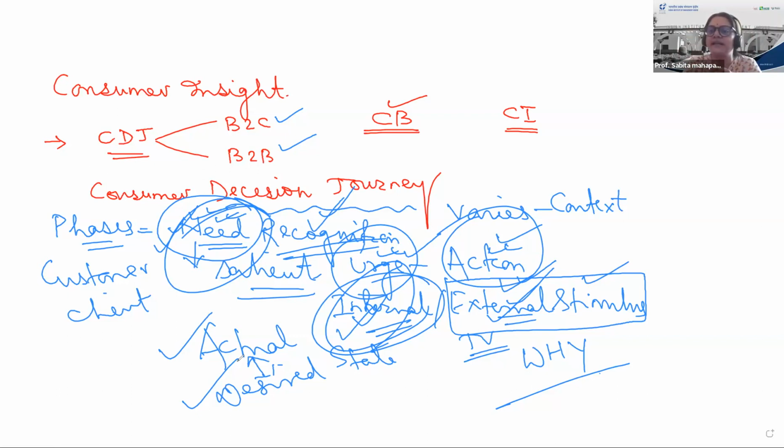Let me give you another example. I have dark skin, let's say. And my desired state is I'm happy with my dark skin. So there is no gap. But let us say I have dark skin, and I want to have fair skin.